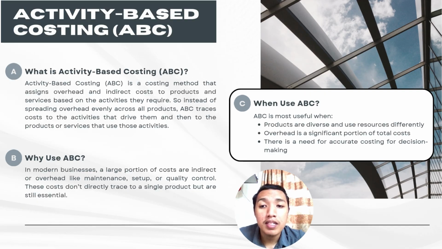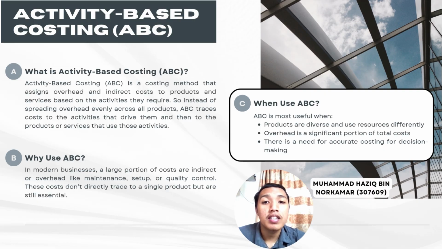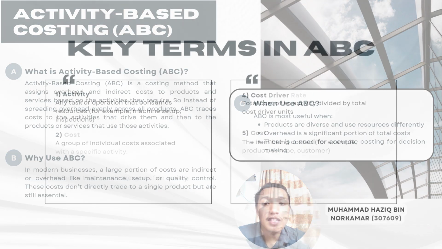Why ABC? In modern businesses, a large portion of costs are indirect or overhead, like maintenance, setup, or quality control. These costs don't directly trace to a single product but are still essential. ABC helps businesses understand which products, customers, or services are truly profitable, identify costly and non-value-adding activities, and make better decisions in pricing, budgeting, and cost control. When to use ABC? ABC is most useful when products are diverse and use resources differently, overhead is a significant portion of total cost, and there is a need for accurate costing.